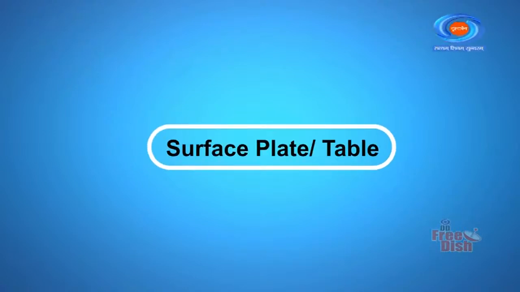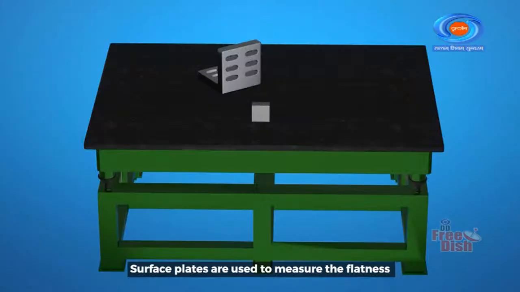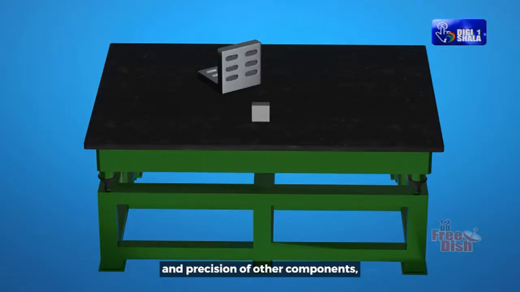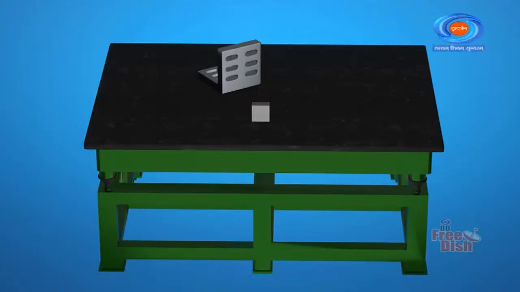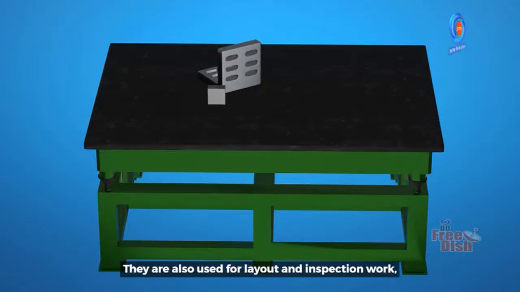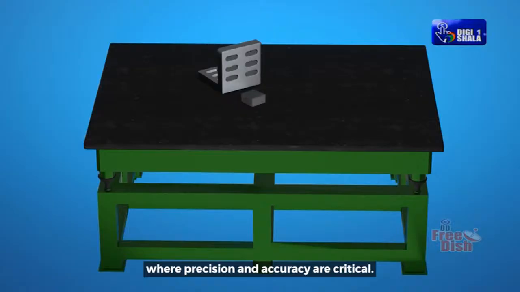Equipment required: surface plate or table. Surface plates are used to measure the flatness and precision of other components such as machine parts, tools, and fixtures. They are also used for layout and inspection work where precision and accuracy are critical.